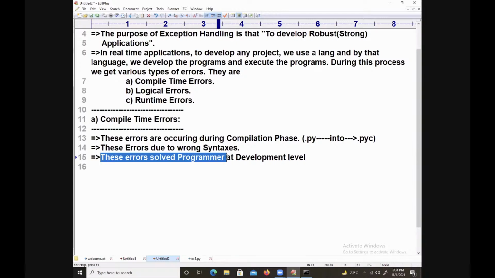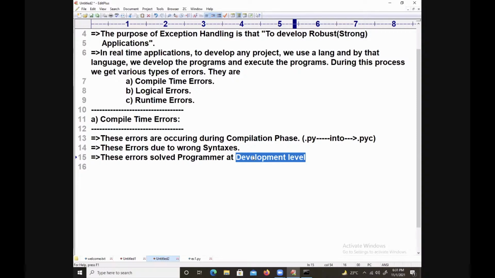When is it going to be solved? These errors are solved by programmers at which level? Understand there are two words: development level and implementation level. Development level means in our company, during the period when we are building it. During that period only we are going to solve it.